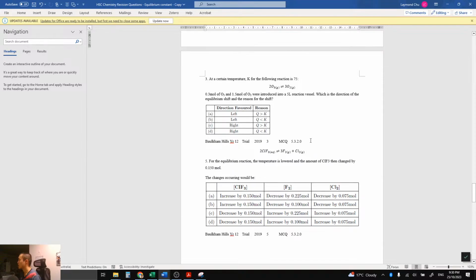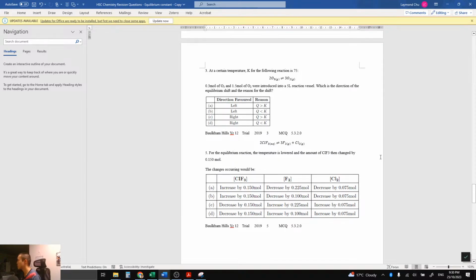All right. Last page of equilibrium questions, and then we'll do some Ka and Ksp questions. So one Keq question. At a certain temperature K, the following reaction is 75. We've got our initial moles of our O3, initial moles of our O2, and we have a volume of 5 liters. What is the direction of the shift and the reason for the shift?